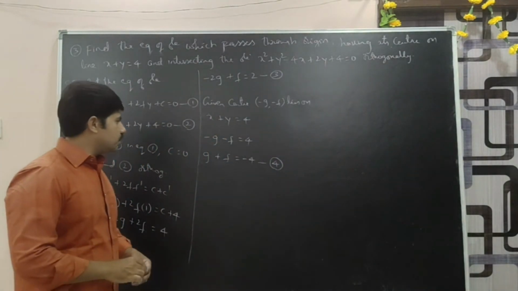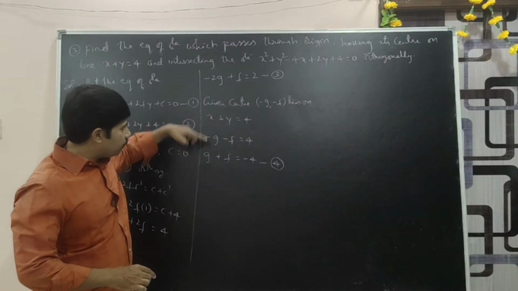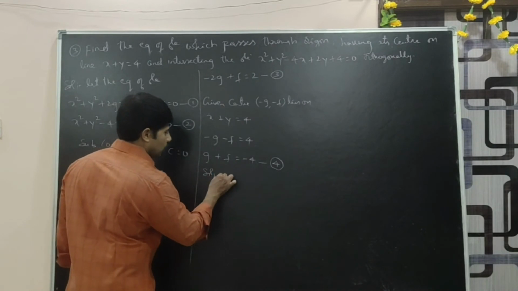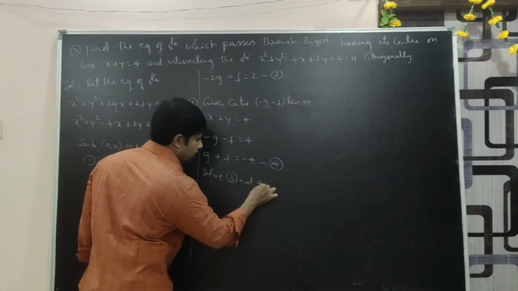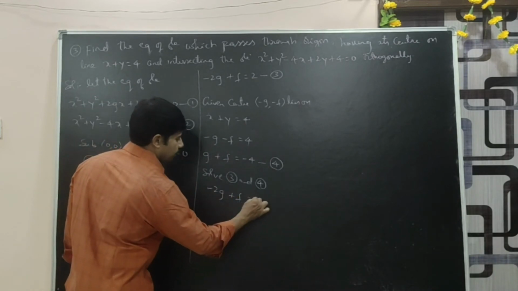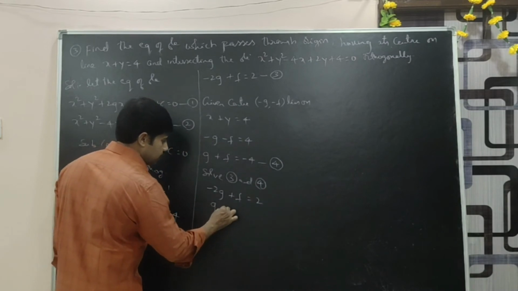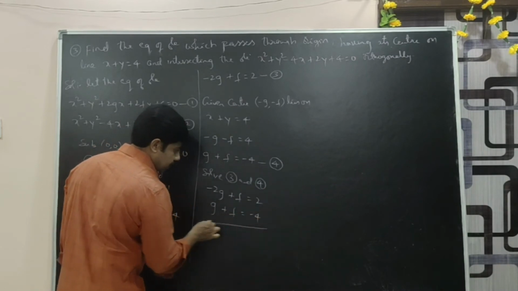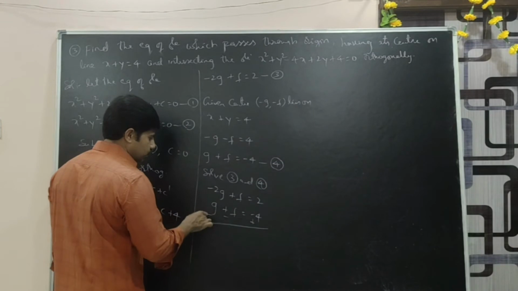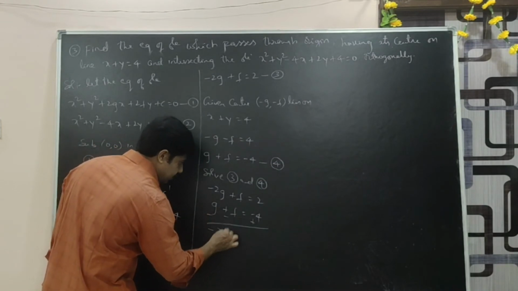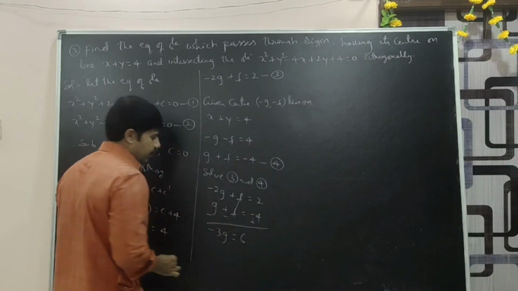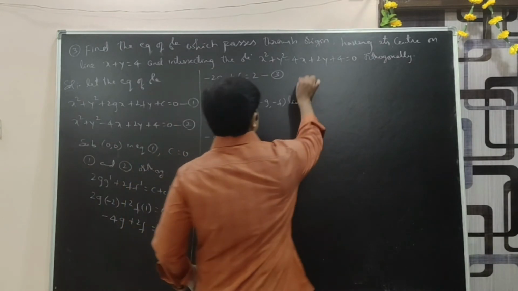Now after getting equation 4, what do I do? I will solve 3 and 4 so that I can eliminate the f term. So now solve equation 3 and equation 4. What is equation 3? It is minus 2g plus f is equal to 2, then g plus f is equal to minus 4. So I'll subtract. Minus 2g minus g is minus 3g, plus f minus f cancels, and 4 plus 2 is 6 we are getting. So we can find the value of g. So what is the g value?